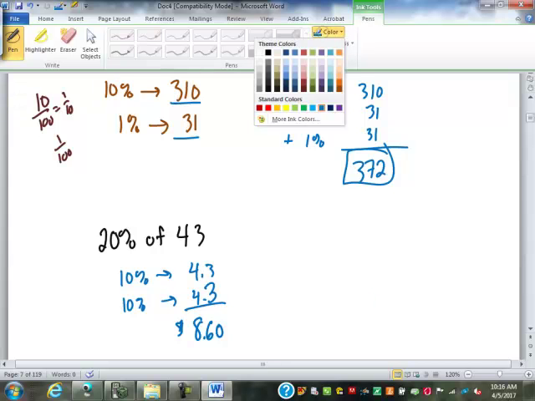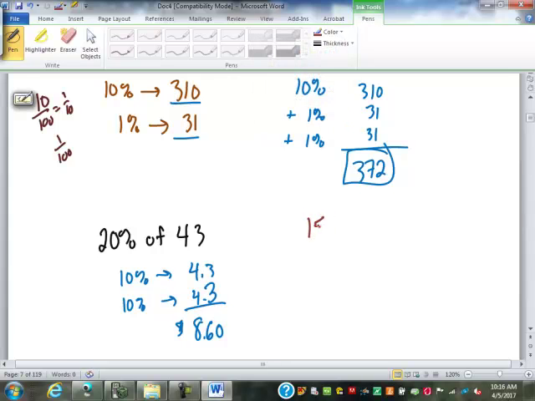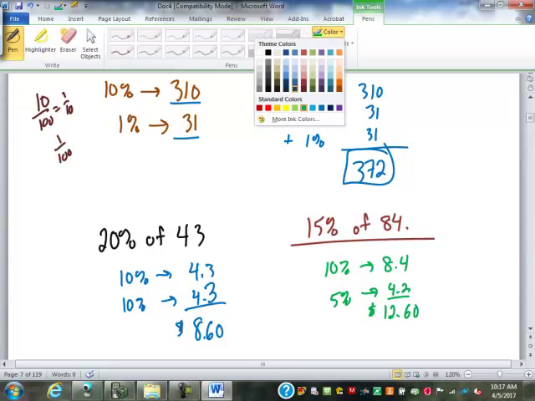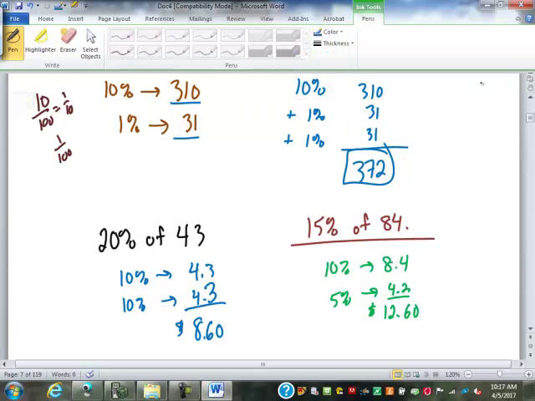And exactly, like 15% of, let's say, something that's marked $84. Well, 10% is 8.4. 5% is half of that. That'd be 4.2. So that's $12.60 off. Make sense? I do a lot of percents this way with benchmarks.